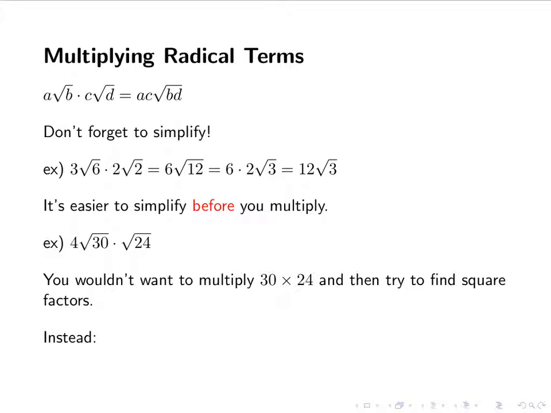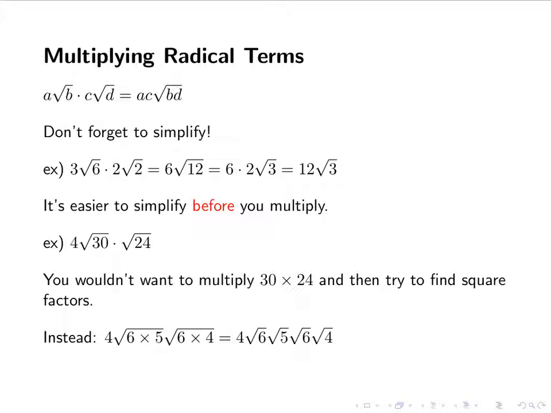Or I could look at the 30 and the 24 together. I'm going to notice that 30 and 24 both have a 6 in common, so I'm going to look for the GCF. What's the greatest common factor? So I'm going to rewrite 30 as 6 times 5 and rewrite 24 as 6 times 4. And then I can distribute this square root across the multiplication. So I have the 4 on the outside, root 6, root 5, root 6, root 4.